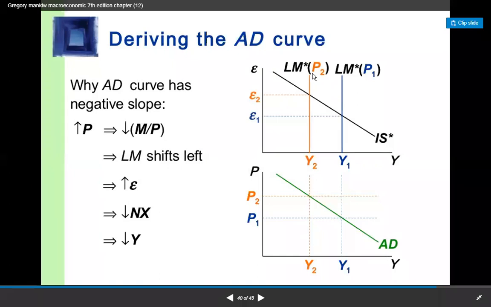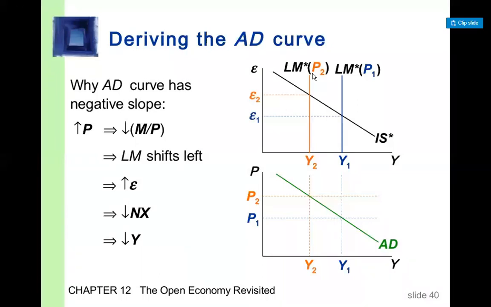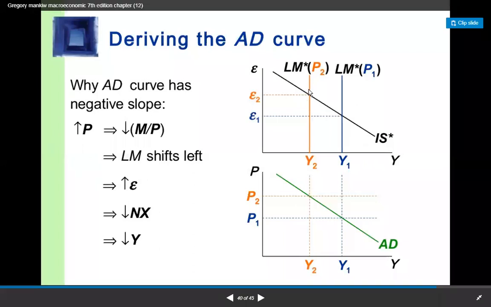At price level 2, P2, now we are at this equilibrium point in the Mundell-Fleming model, where equilibrium exchange rate is E2 and equilibrium income level is Y2. Now, draw this equilibrium toward the below diagram. We draw over here, and we reach Y2.